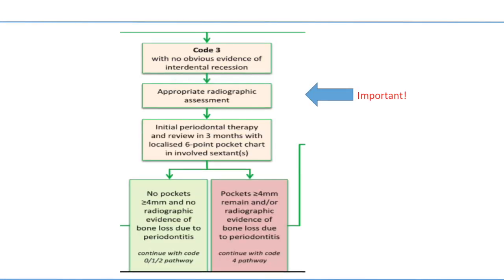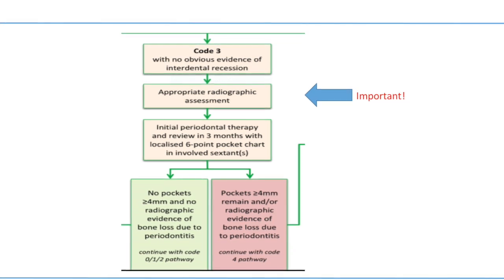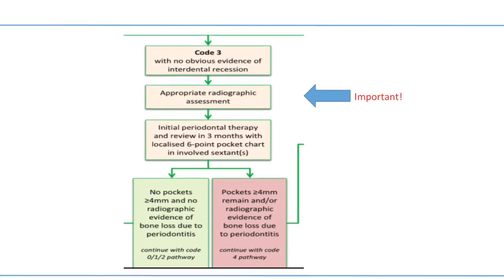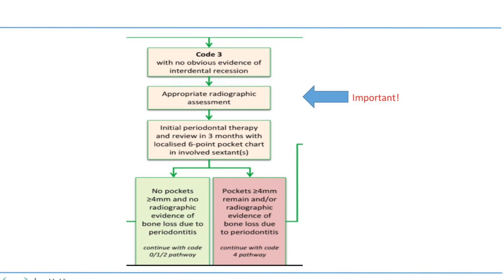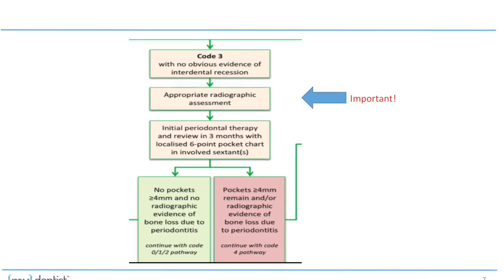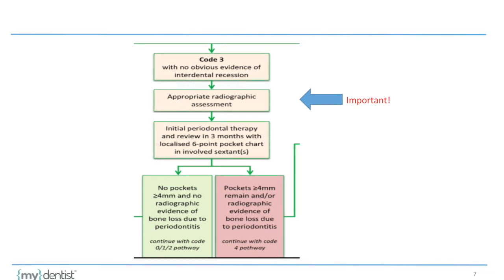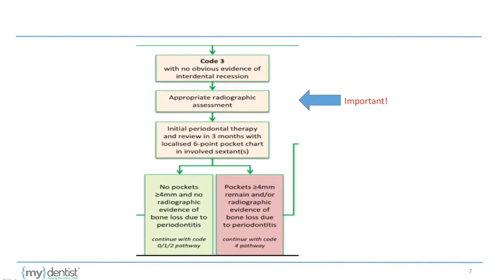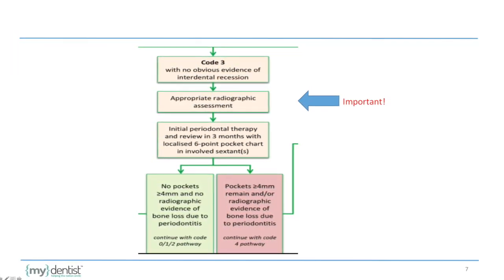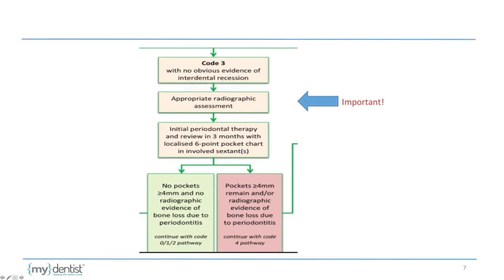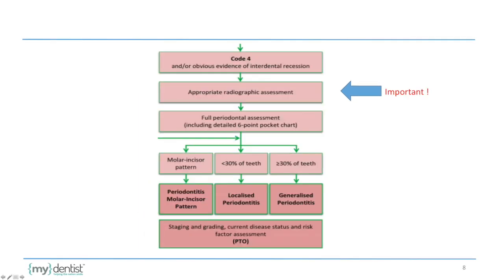A code of 3 or a BPE of 3, the important factor here is that there are appropriate radiographic assessments. A lot of this new classification is based around radiographic evidence. So your pocket chart or your BPE of 3, you would continue with a 6-point pocket chart in the involved sextants and carry on as you would normally.